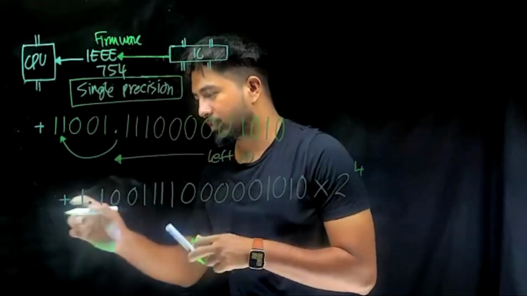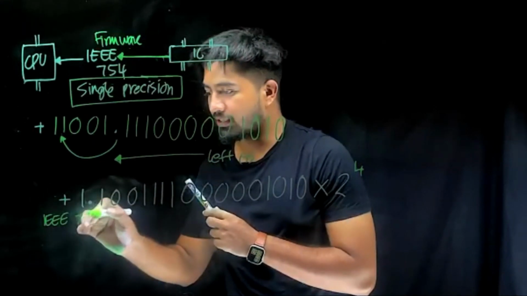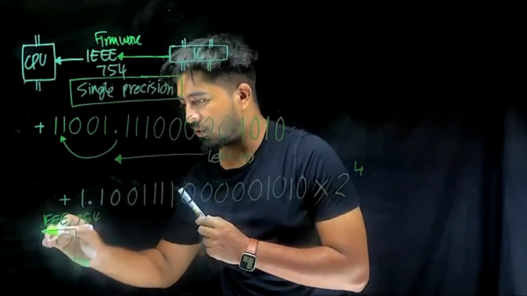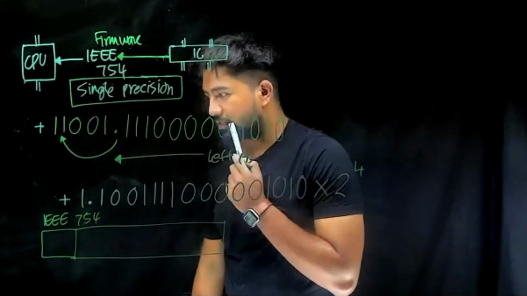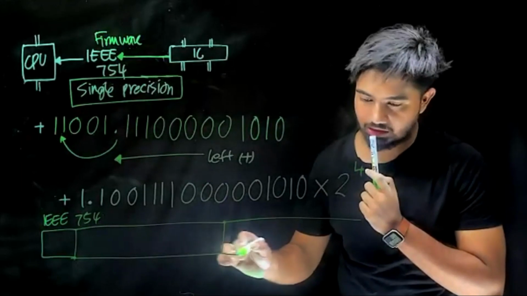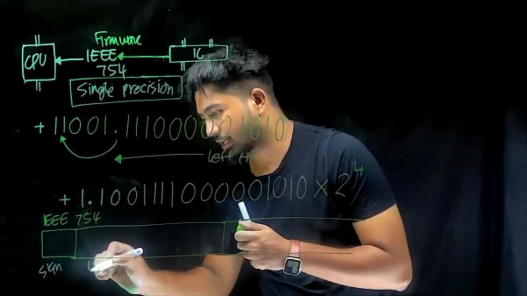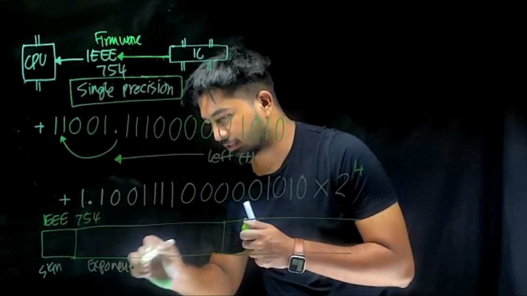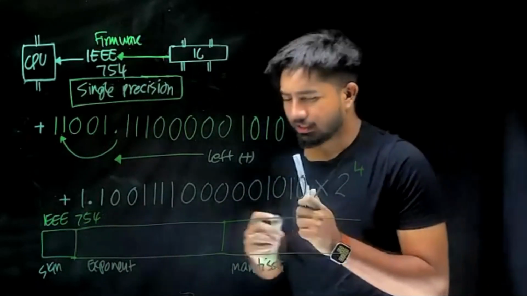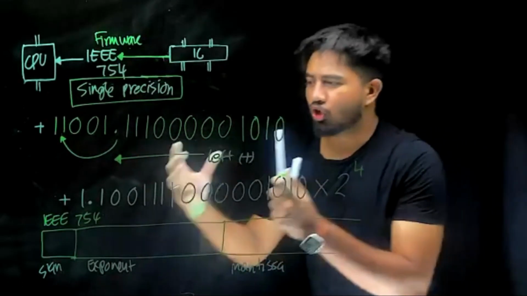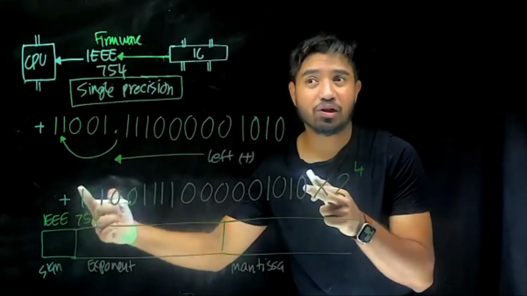Next one is the IEEE value, the IEEE 754 standard. First we have the sign, then the exponent, then the mantissa. You don't need to put a box, but I'm just putting it here to show it. Mantissa is the fractional part. Can you remember the fractional part is the mantissa?